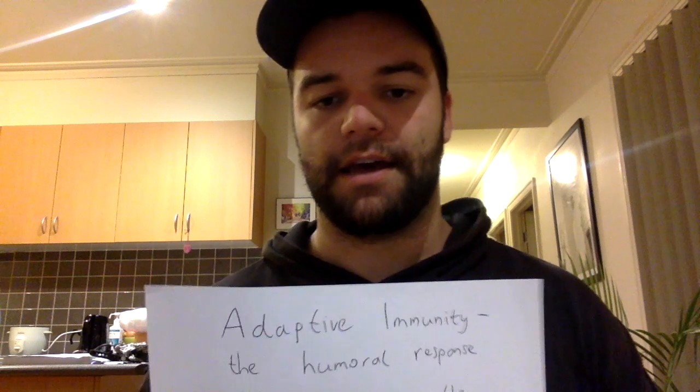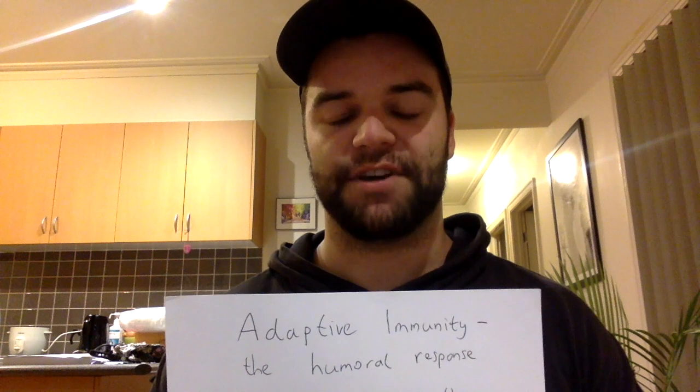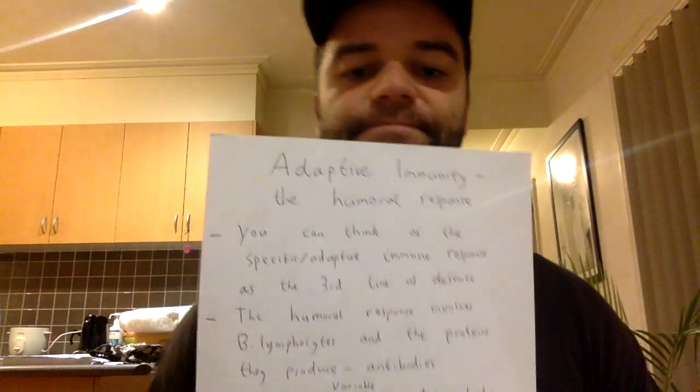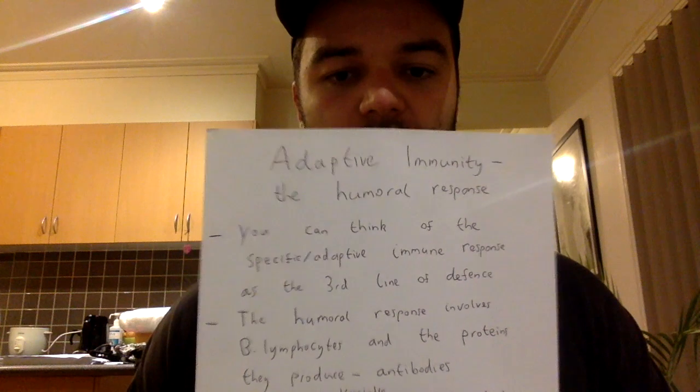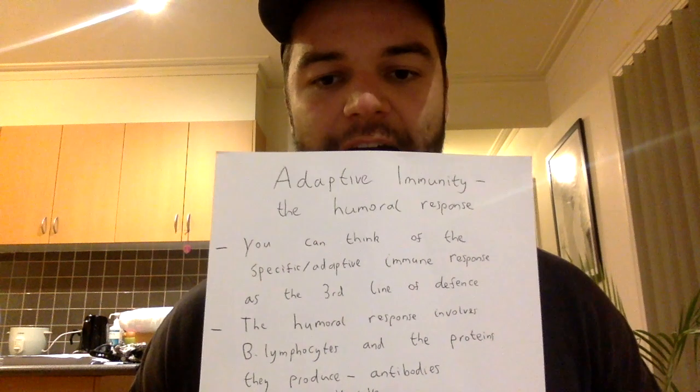And then we've got the adaptive immune system, also called the specific immune system. So there are two parts to this. There's the humoral response and the cell-mediated response. This video just focuses on the humoral response, which is the response of B lymphocytes. So it involves B lymphocytes and also the proteins they produce, which are antibodies.